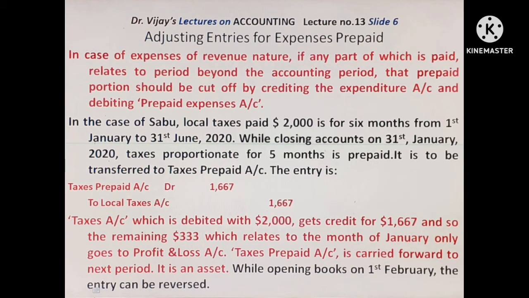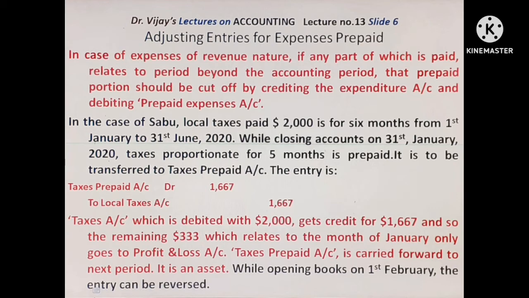In the case of Sabu, local taxes paid $2,000 is for 6 months from 1st January to 30th June 2020. While closing accounts on 31st January 2020, taxes proportionate for 5 months is prepaid. It is to be transferred to taxes prepaid account, because we are preparing final accounts only for the month of January 2020. The entry is taxes prepaid account debit to local tax account 1,667, which is 5/6 of $2,000.